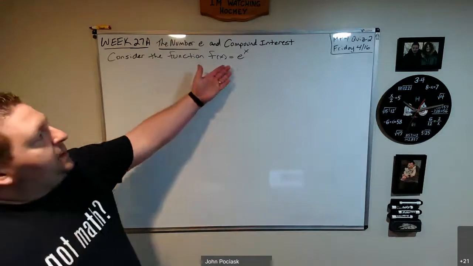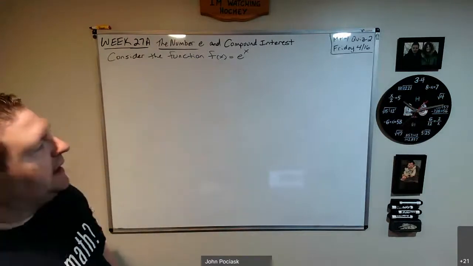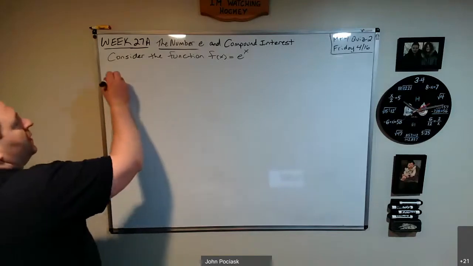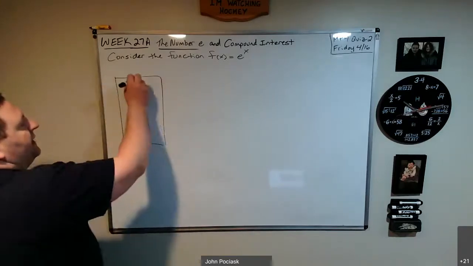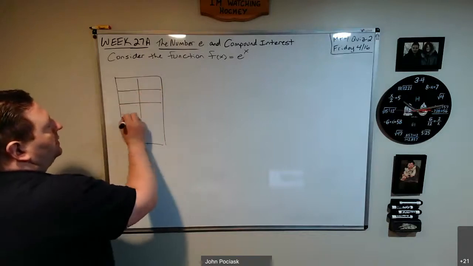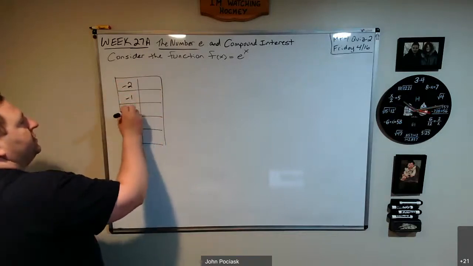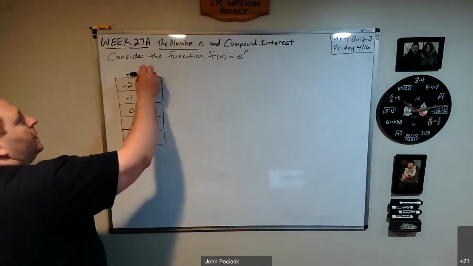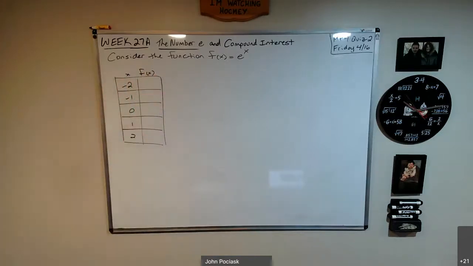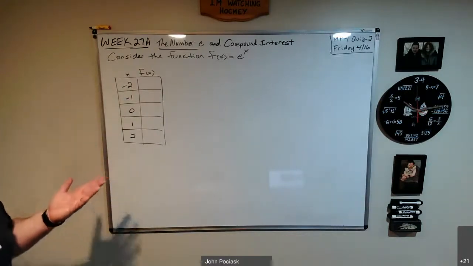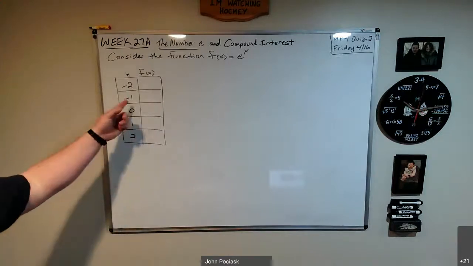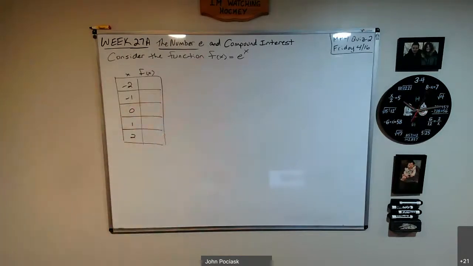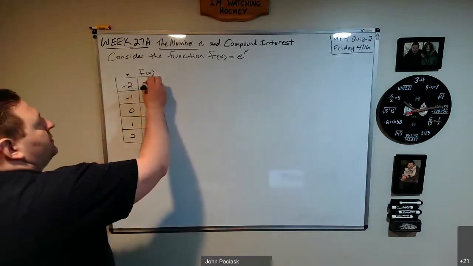Now this would be a parent function, f of x equals e to the x. So I'm going to make a chart here, much like we did last week. And I'm just going to use -2 to +2. And this is where you have to use the calculator, because you're going to have to evaluate e to the -2 power. I already have this written out, so we don't have to spend time doing it. Comes out to be about 0.13.